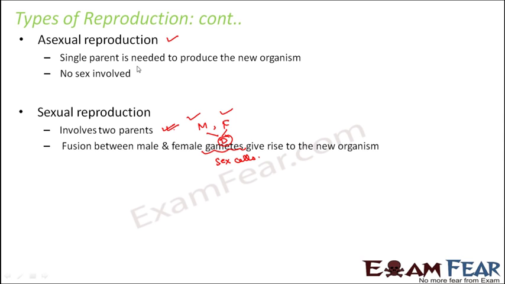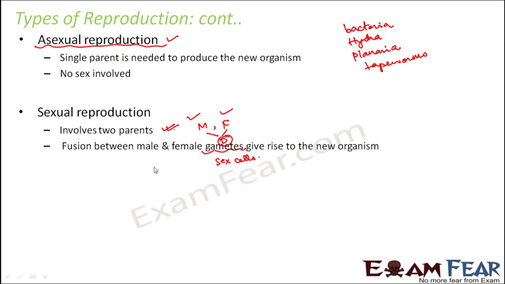Now this asexual mode is commonly seen in the lower organisms, the simpler organisms rather. For example, the unicellular organisms like bacteria, amoeba, euglena, planaria, tapeworms, hydra, etc. So those are the animals. In fact, it is also seen in plants. Asexual reproduction is seen in organisms like bacteria, hydra, planaria.